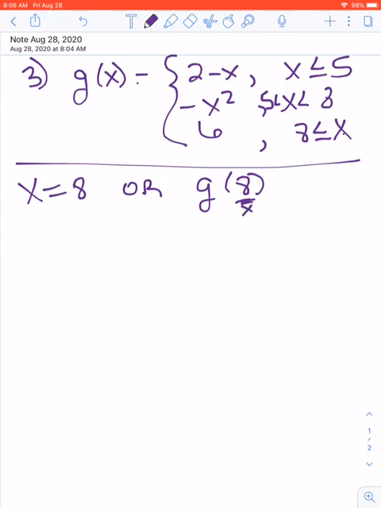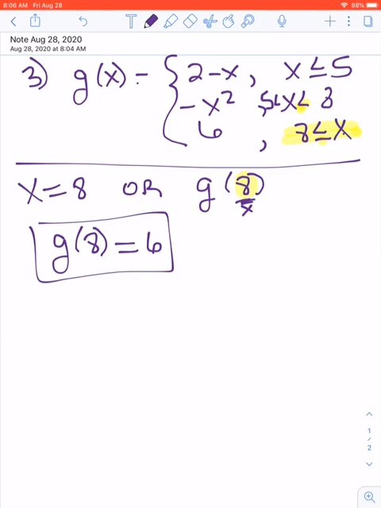So you have to look at these 3 different parameters and ask yourself, is 8 smaller than 5? Nope. Is it between 5 and 8? No, because you're missing the or equal to sign here. It's actually this one. X is greater than or equal to 8, so the line under it means or equal to. So that means I'm going to use the last function. G of 8 equals 6.